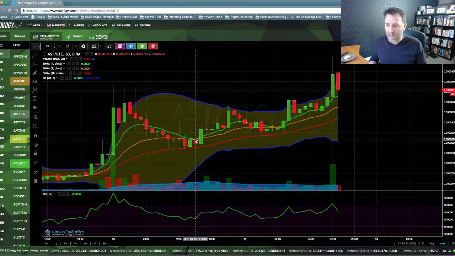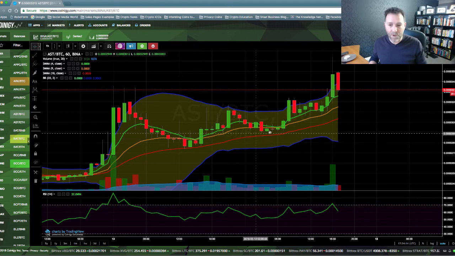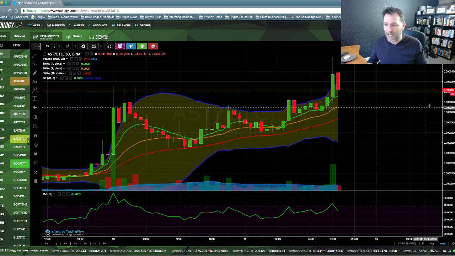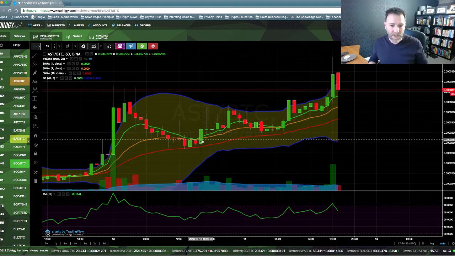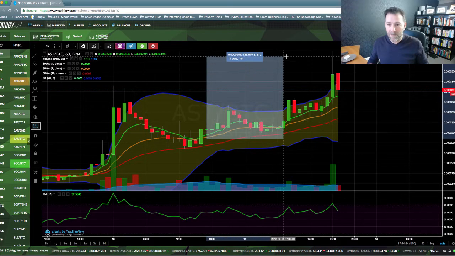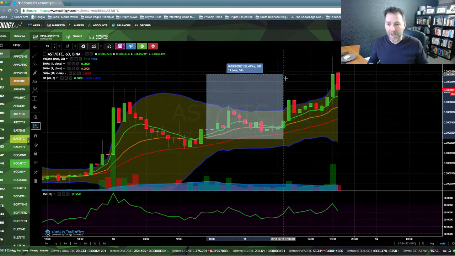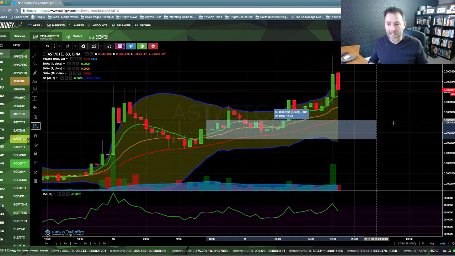AST at 2,834 Satoshi. Currently sitting at 3,319. That's about, what, a 20% rise. So we'll see from there how much has gone up. It went up 28% at its peak. And it's 16% just now.